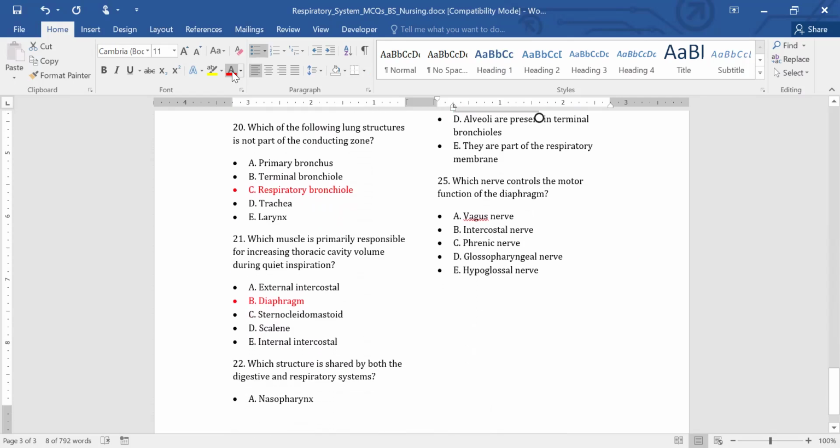Which nerve controls the motor function of the diaphragm? It is the phrenic nerve.